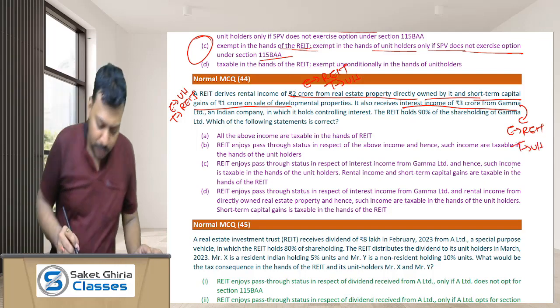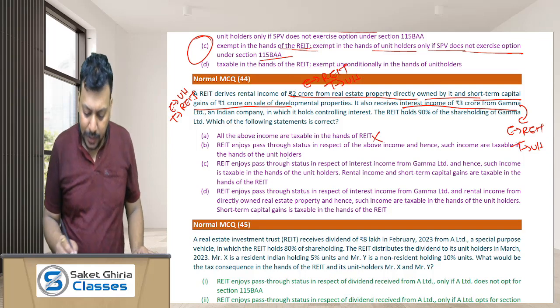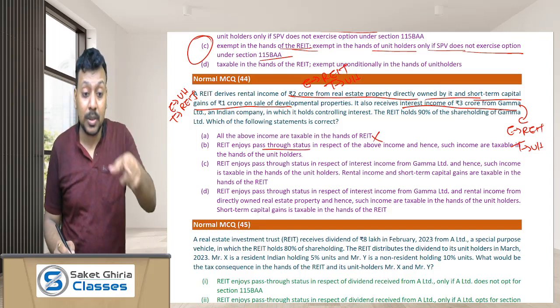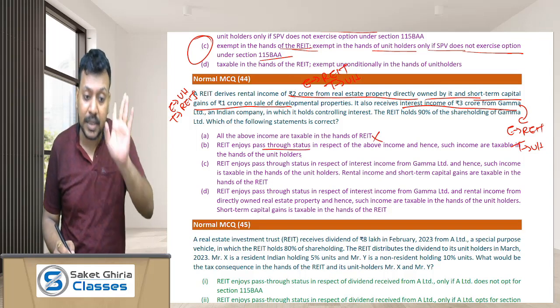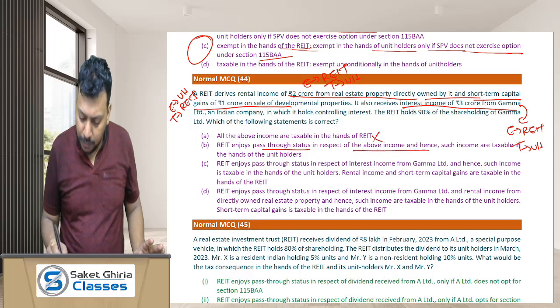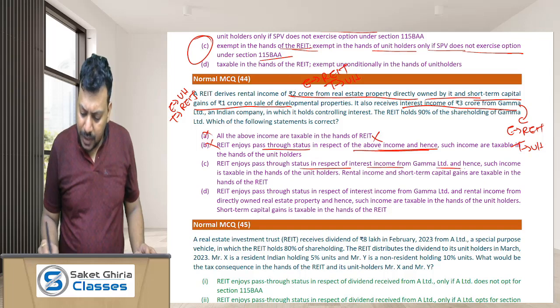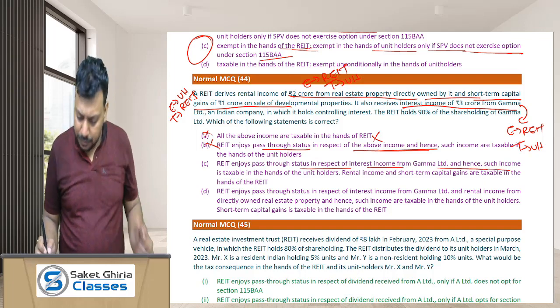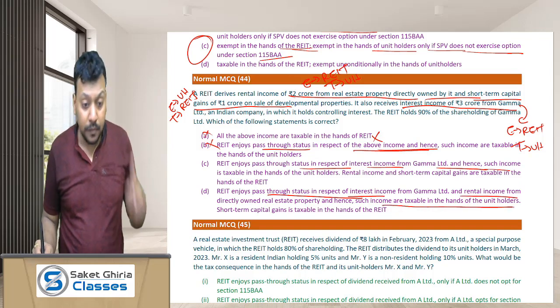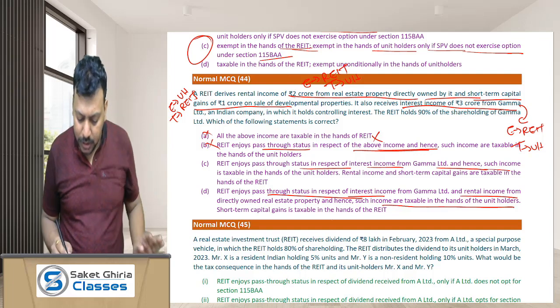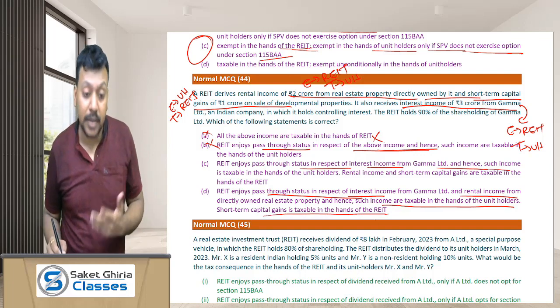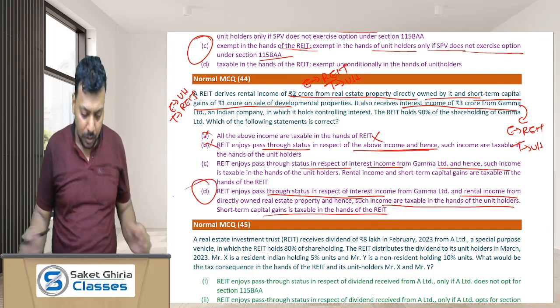So, which of the options is correct? All income are taxable. No sir. RIT enjoys pass-through status in respect of interest income. No sir. Also the rental income. RIT enjoys pass-through status in respect of interest income and rental income. Okay, such income are taxable in the hands of the unit holders. Yes. Short-term cap gain is taxable in the hands of RIT. So the correct option is D. So our correct option is D.